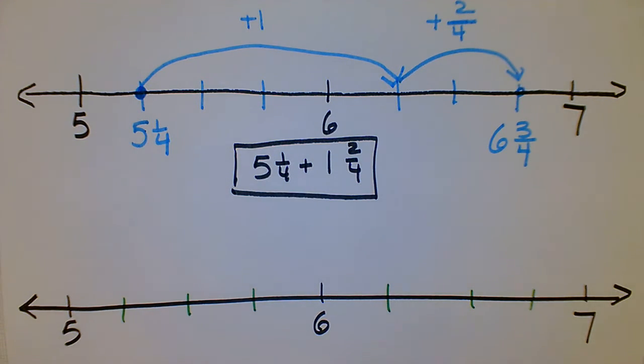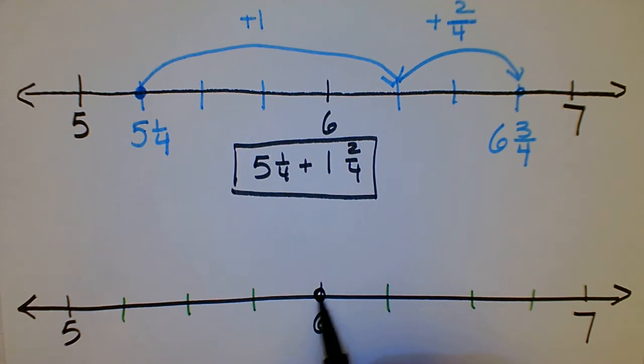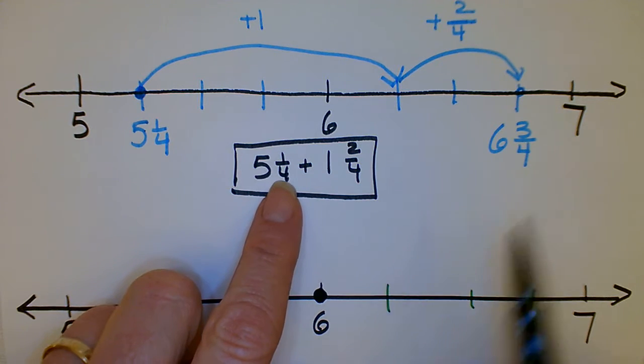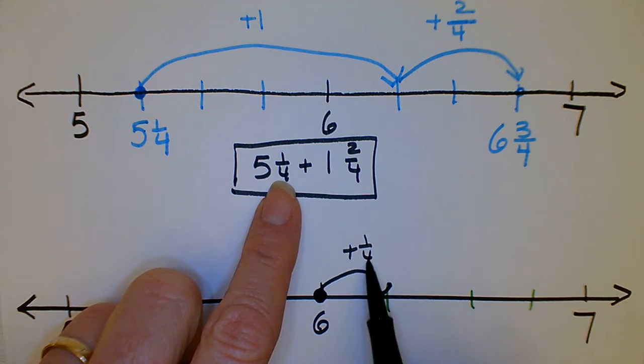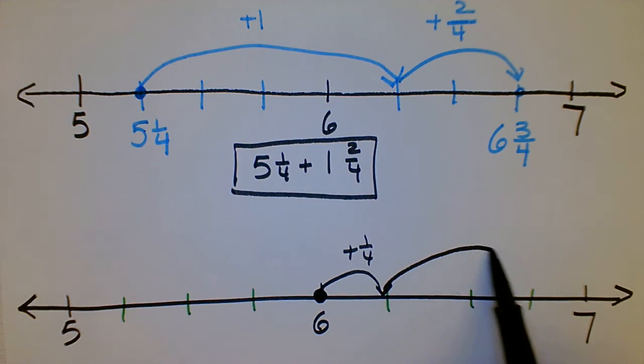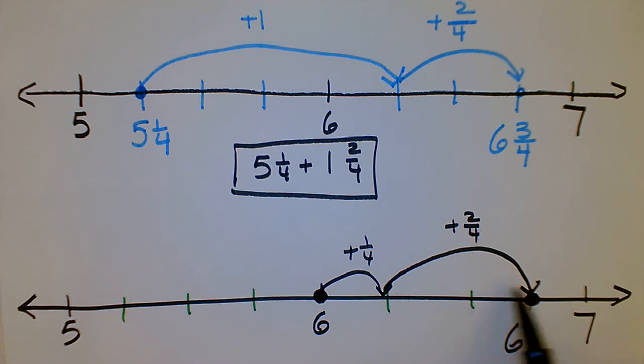So one thing that we could do is we could say, well, couldn't we add our 5 and our 1 and just start at 6? And then what we could do is model 1/4. So I'm going to go 1/4. And then I'm going to add 2/4. 1, 2. And where we ended up was 6 and 3/4. So that's another way that we could have used a number line.